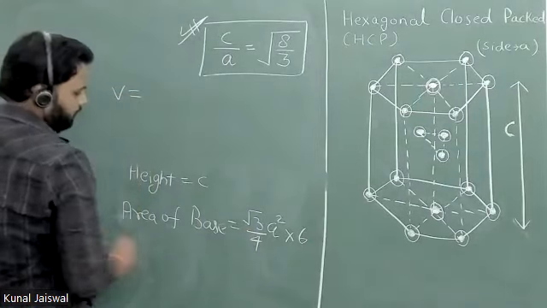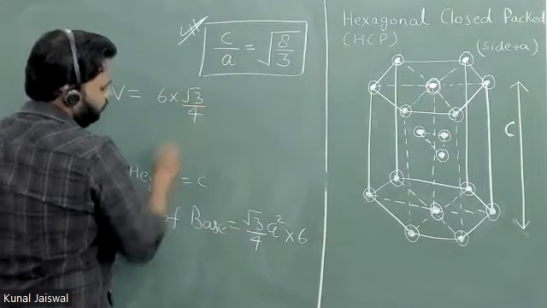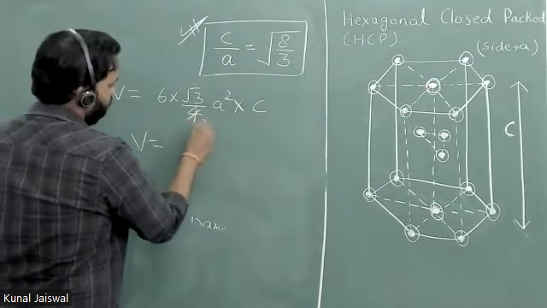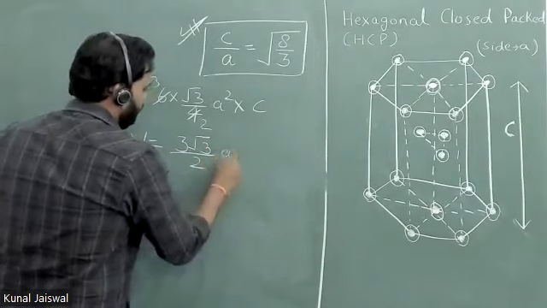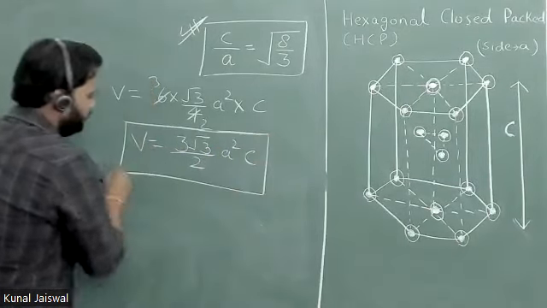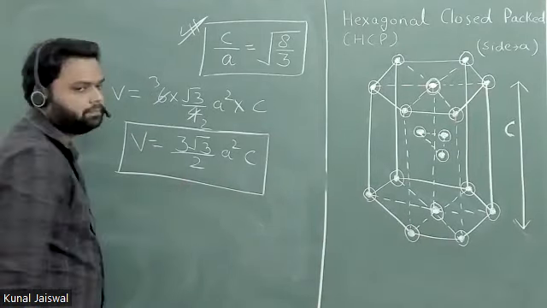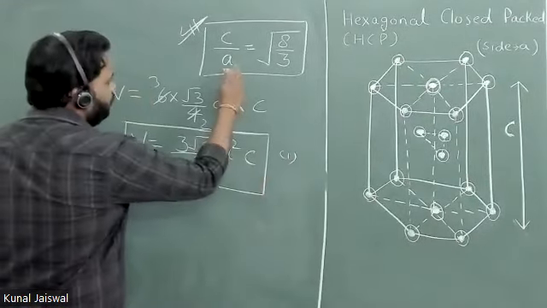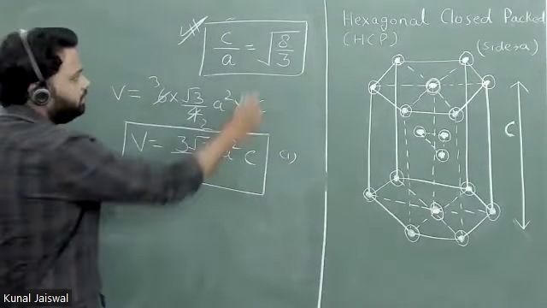So the volume will be what? 6 into root 3 by 4 A square and height, that is C. Just simplify this. What will it be? 3 root 3 by 2 A square C. Remember the discussion of Bravais lattice? What was the volume of the unit cell for the hexagonal close pack? 3 root 3 by 2 A square C. Yes, sir. Now, this is the first relation. Let's suppose we know one more relation, that is C by A is root of 8 by 3. This is a complete root over 8 by 3.